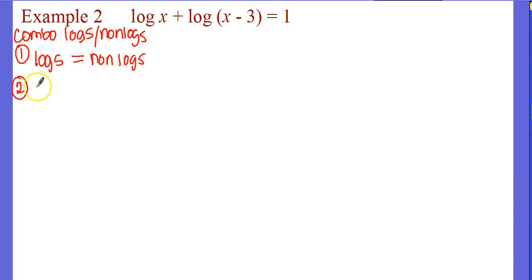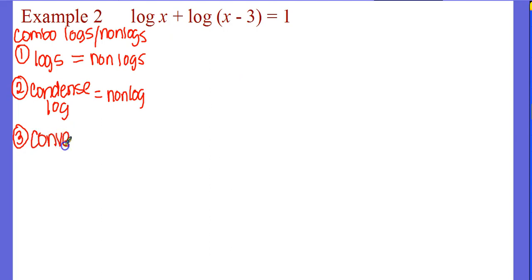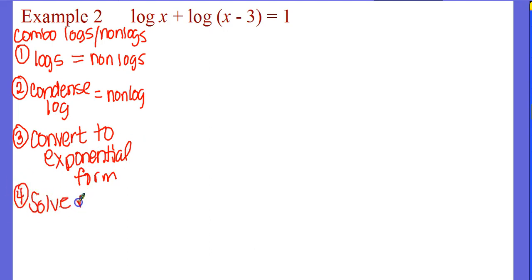Step 2, what you want to do is condense your log on the left equals your non-log on the right. So now we're just working on the logarithm. So it goes from 2 terms or 3 terms or however many terms it is, condense it to a single term, and then step 3, you're going to convert to exponential form. And then step 4 is you solve and check. And this is good advice for most problems like this. We may run into some on Monday where we might have to employ a different strategy, but for today, this will work. Okay, so here we go.